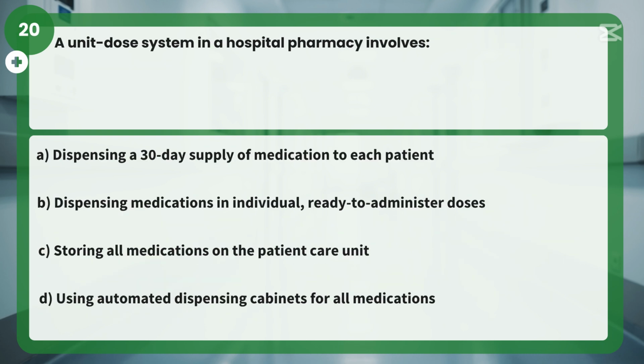Question 20. A unit dose system in a hospital pharmacy involves: A. Dispensing a 30-day supply of medication to each patient. B. Dispensing medications in individual, ready-to-administer doses. C. Storing all medications on the patient care unit. D. Using automated dispensing cabinets for all medications.